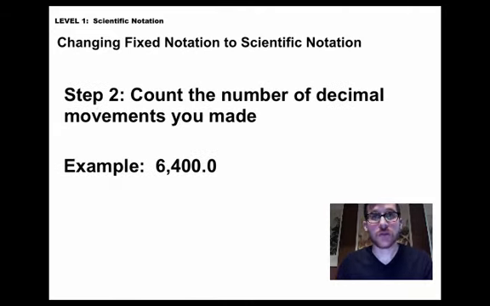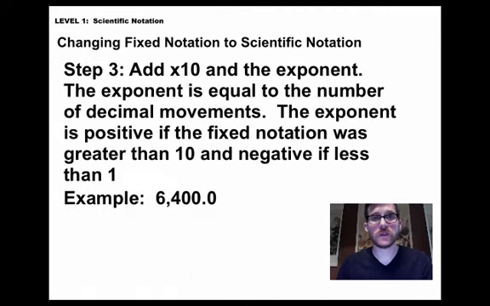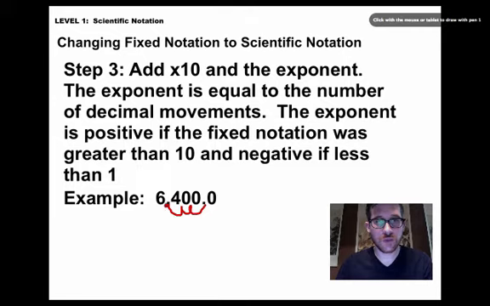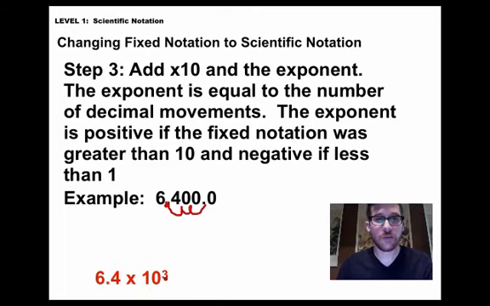Step two, I'm going to count the number of decimal movements. And you probably already did it in that first step, but let's just do it again. 1, 2, 3 movements. Okay, so I had 3 decimal movements. In which direction did I go? I went left, right? So I'm going to add my times 10 to give me my base for the scientific notation here. One more time, I'm just going to do those movements. 1, 2, 3 movements left. Here's my new decimal. And now when I add this times 10, I add a little 3 raised up because I made 3 movements.